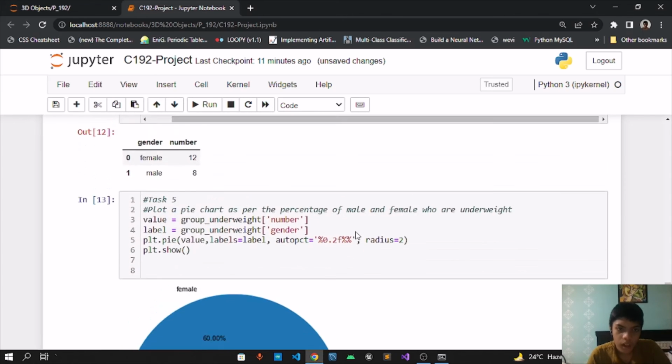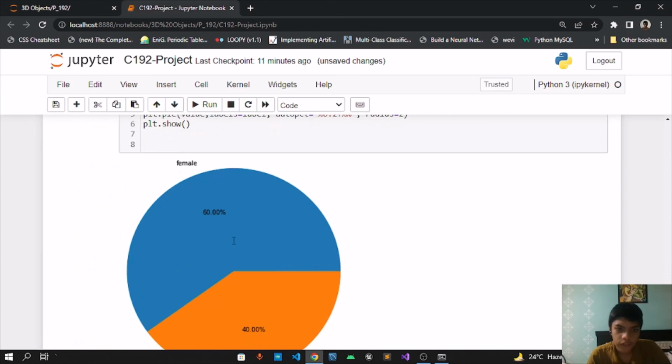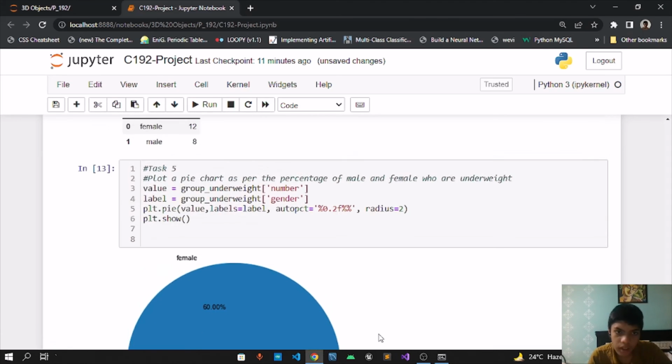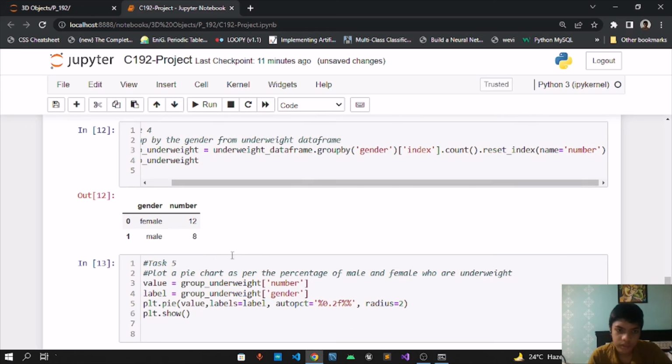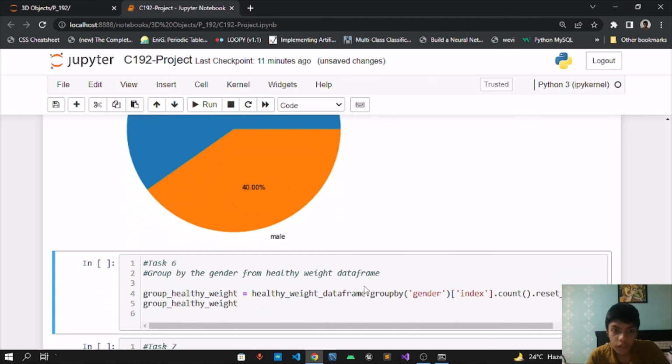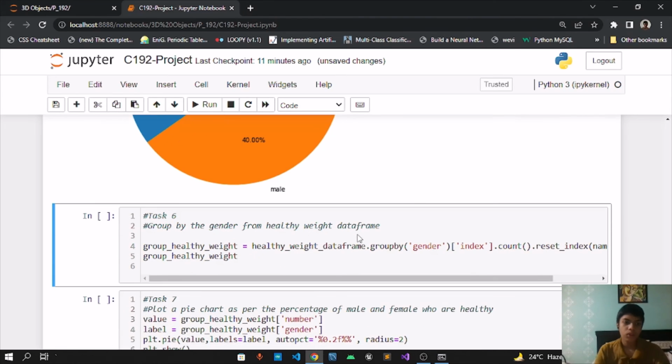Then we get this pie chart of females are 60% and males are 40% who are underweight according to this dataset. According to this dataset, 60% of females are underweight and 40% of the males are underweight. So our task 6 is group by the gender from the healthy weight data frame. So group healthy weight is healthy weight data frame dot group by gender index.